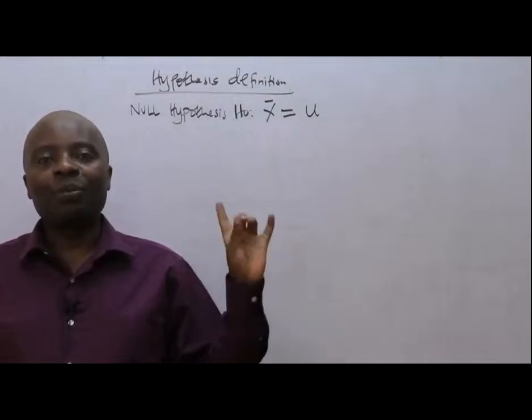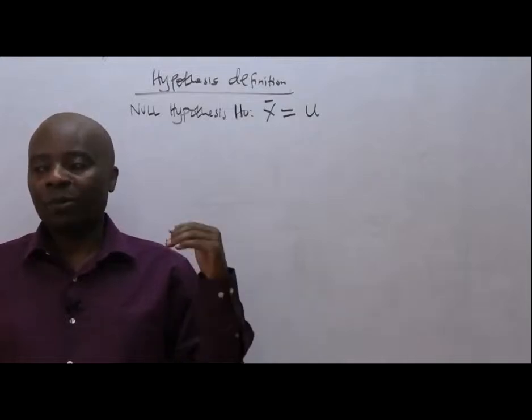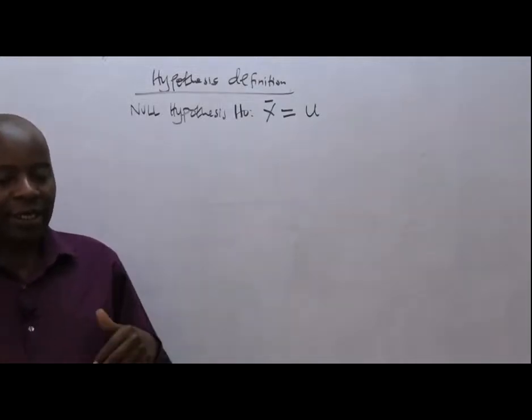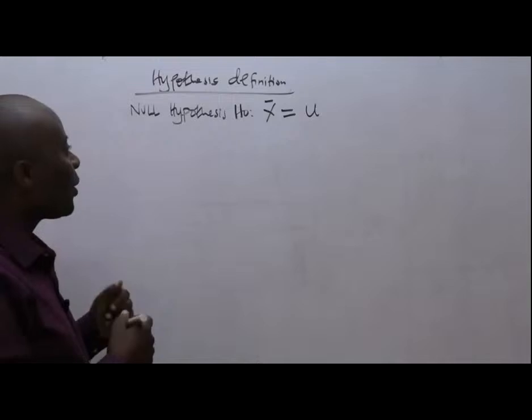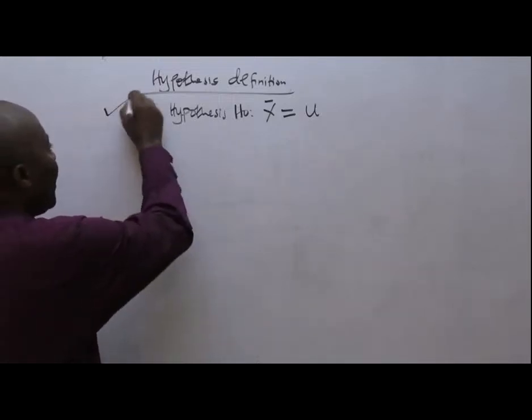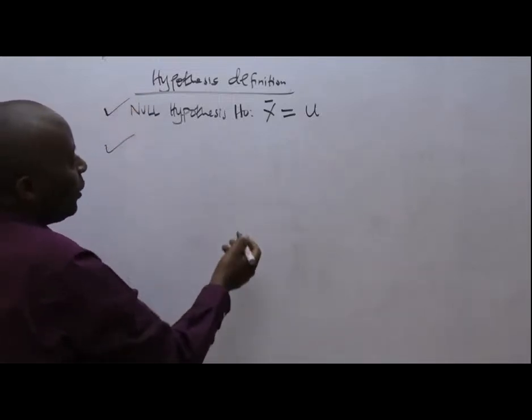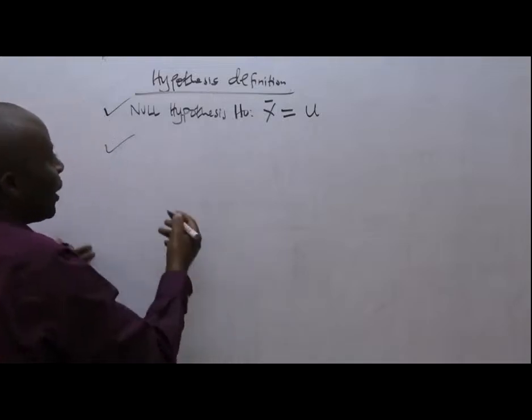And the mu stands for population mean. I want to believe you guys have done that. And now for us, when we come to the table, we must also put down our alternative hypothesis.